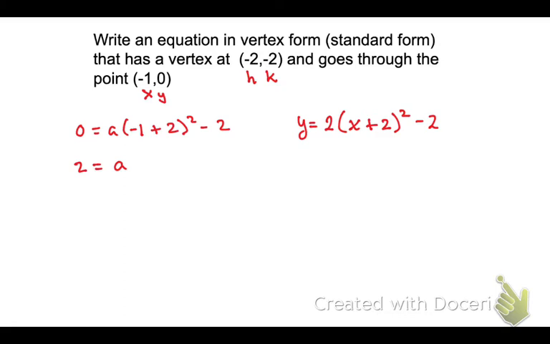Did you get A to be 2? So Y equals 2 times x plus 2 quantity squared minus 2. Lots of 2s. Too many 2s. Did it go okay? Okay.